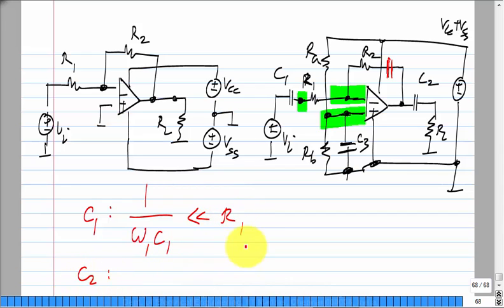What about C2? What is it? The reactance of C2 should be much smaller than which resistance? RL. Yeah. And similarly C3. What's that?